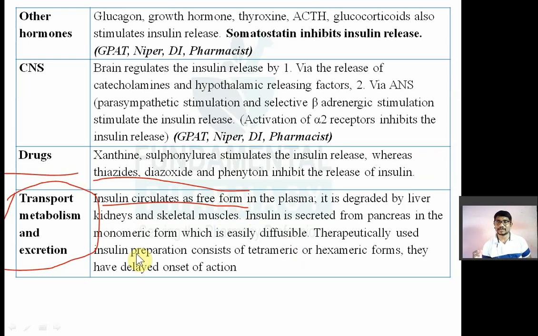Now, therapeutically used insulin preparations. Whatever insulin preparation you are using for diabetes treatment is available in the tetrameric form. That's why they are longer acting. Normally insulin is released in the form of a monomer, so it easily diffuses and is easily metabolized. These tetrameric insulin preparations and mixtures have delayed onset of action and long duration of action because they are tetrameric in nature.